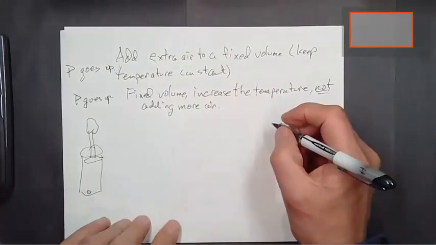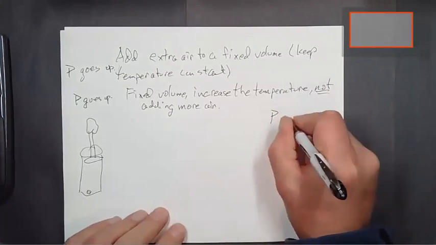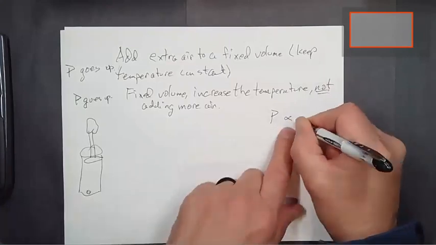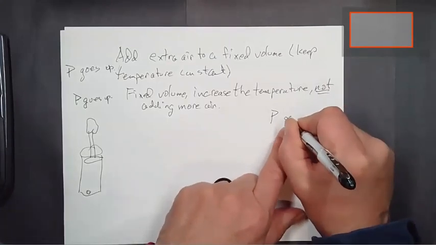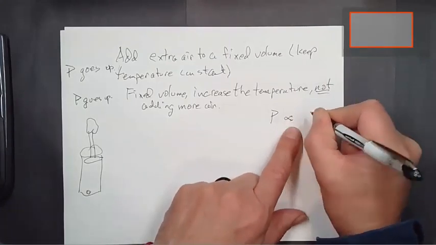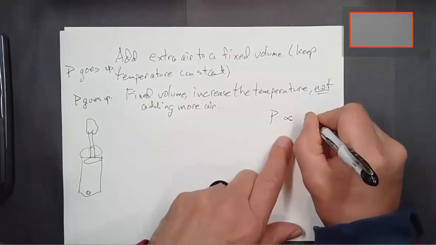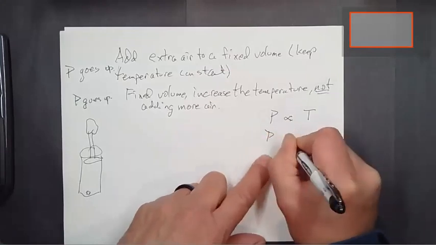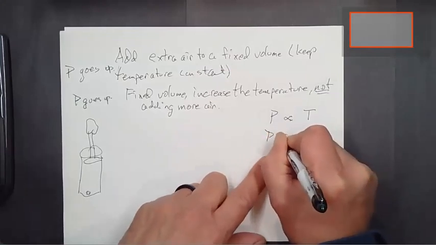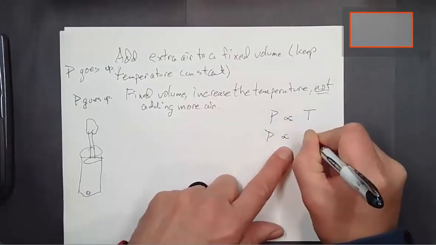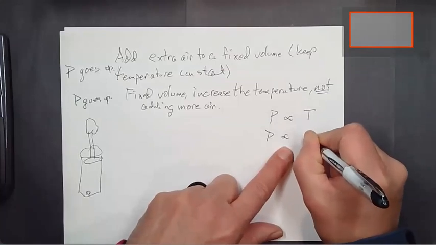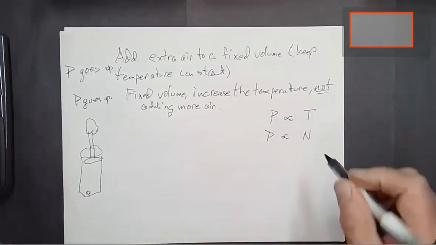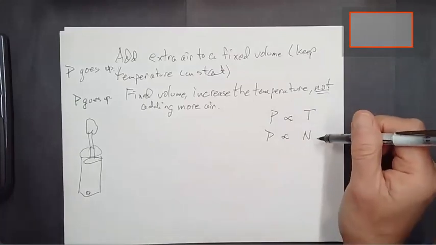So from this, we could say that all other things being equal, the pressure is proportional to, and actually it's supposed to look more like something like that, but it's proportional to the temperature. And we could also say that the pressure is proportional to the number of particles. And I'm just going to use a capital N for the number of particles.